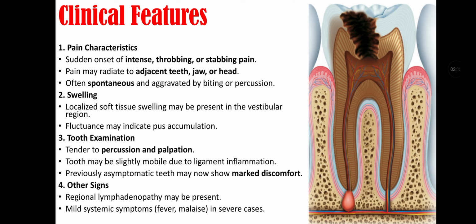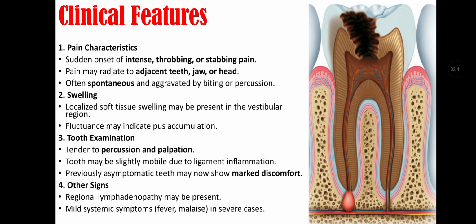Clinical features include pain, swelling, tooth examination findings, and other signs. Pain characteristics include sudden onset of intense throbbing or stabbing pain. Pain may radiate to the adjacent jaw or head. It is often spontaneous and aggravated by biting or percussion. Second is swelling, that is, localized soft tissue swelling that may be present in the vestibular region. If it fluctuates, it may indicate pus accumulation.